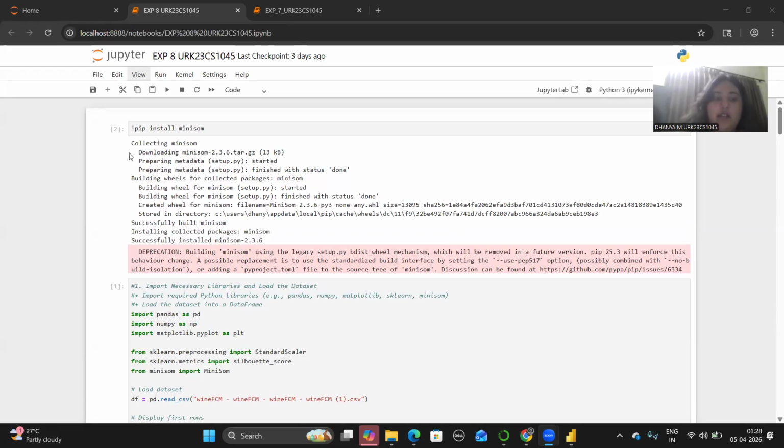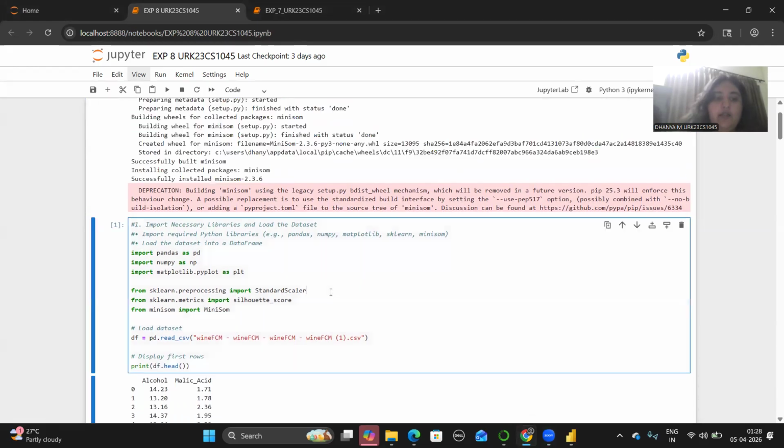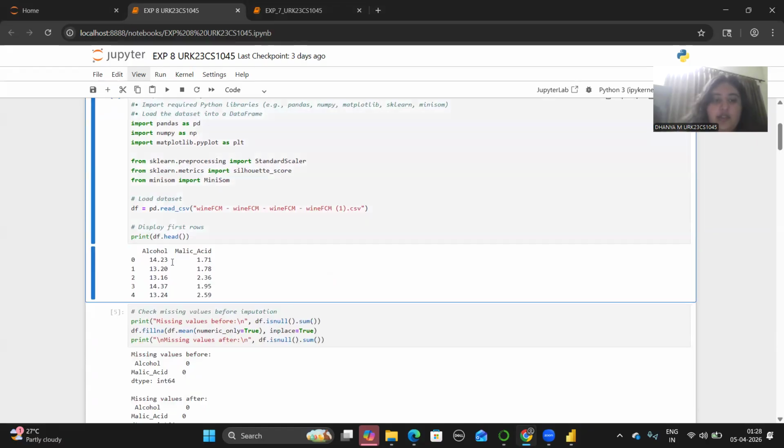So first, I have installed the required libraries for performing experiment 8. And for the first question, I've imported the necessary libraries and loaded the dataset. You can see it in the output.